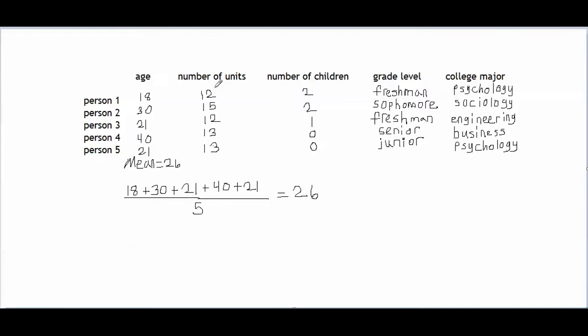I said that you can only calculate a mean with a set of quantitative data. Number of units is a quantitative variable, which means that the 5 numbers under here are a set of quantitative data. Since these 5 numbers are a set of quantitative data, you can calculate the mean of these 5 numbers. To calculate the mean, we have to add up the 5 numbers and divide the total by 5. We divide by 5 since we have 5 numbers.